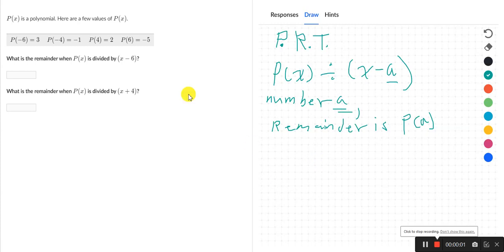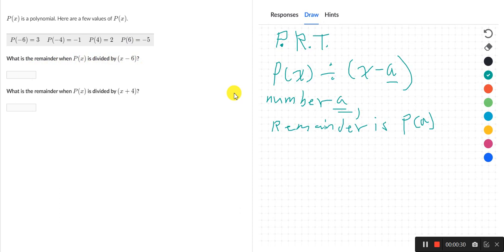Hello guys, in this video I'm going to go over a few problems involving polynomial division. The first one is this problem here. It says p of x is a polynomial and here are a few values of p of x. And then you have two questions. What is the remainder when p of x is divided by x minus 7?